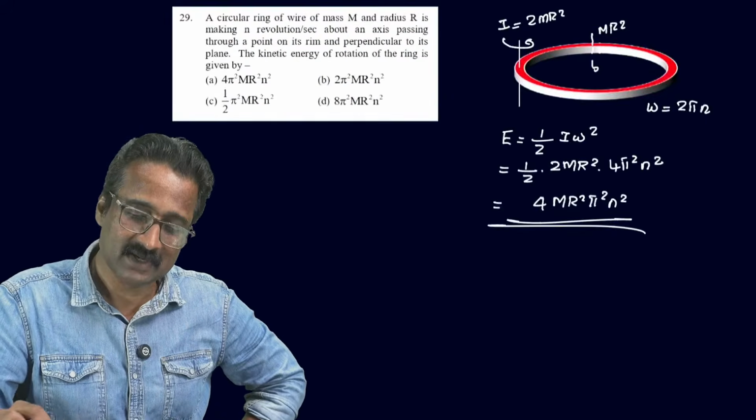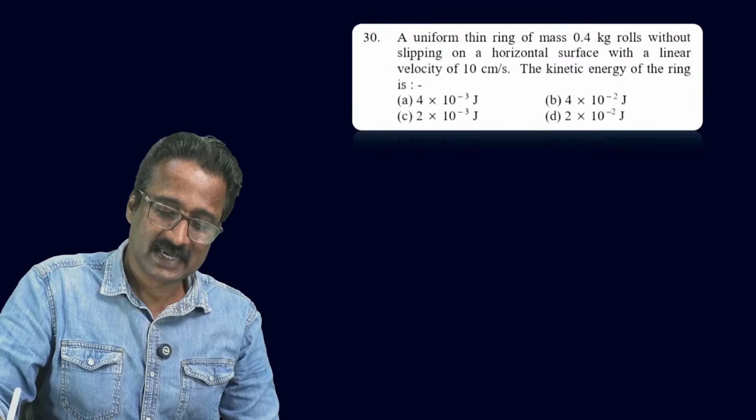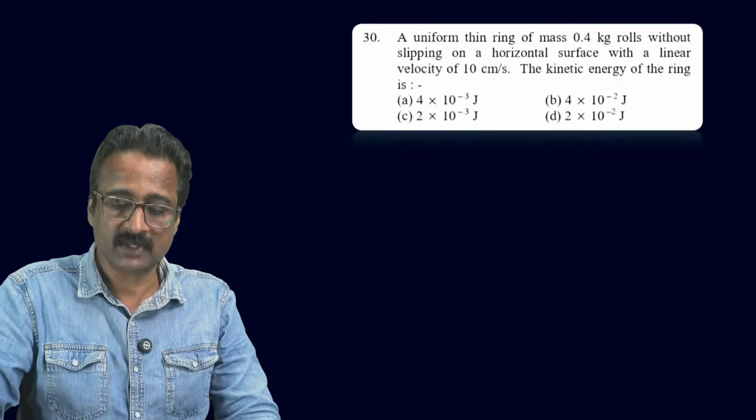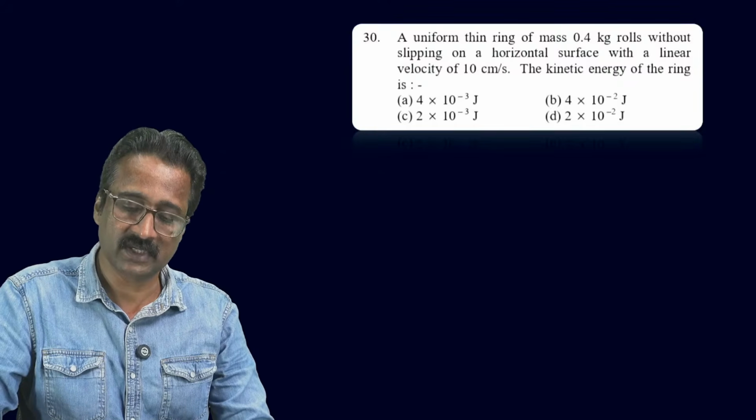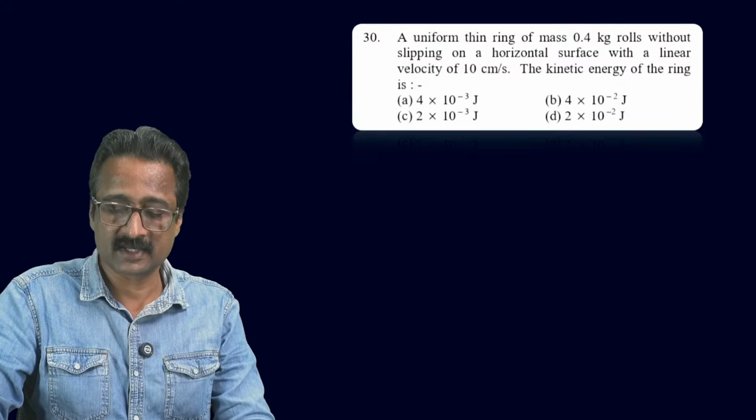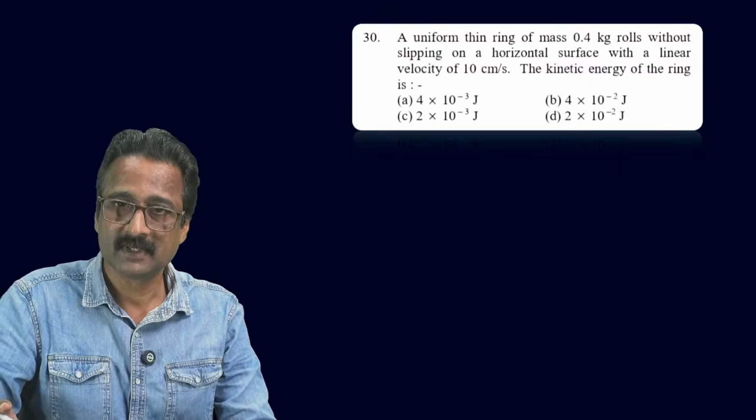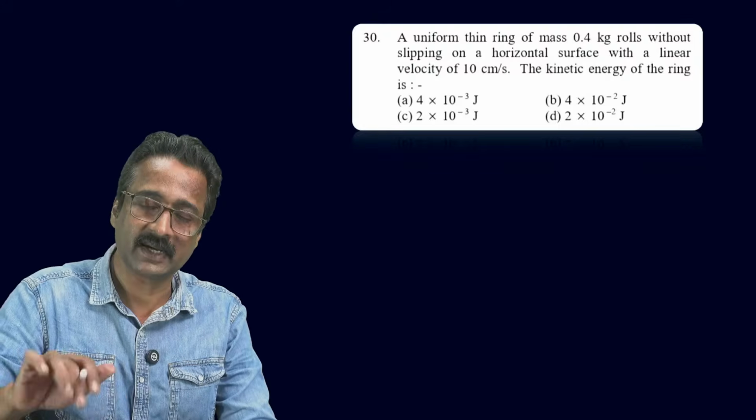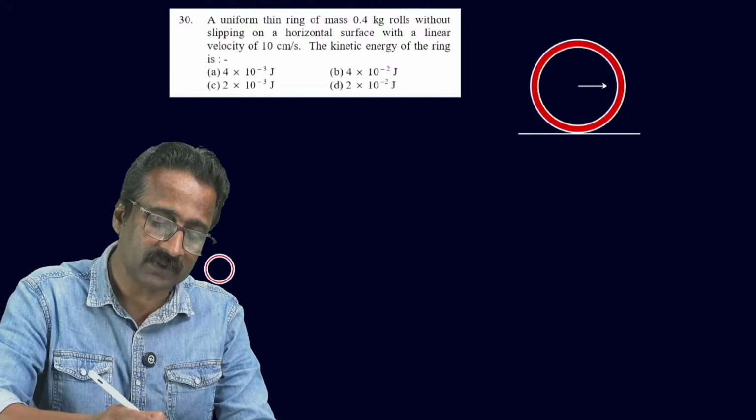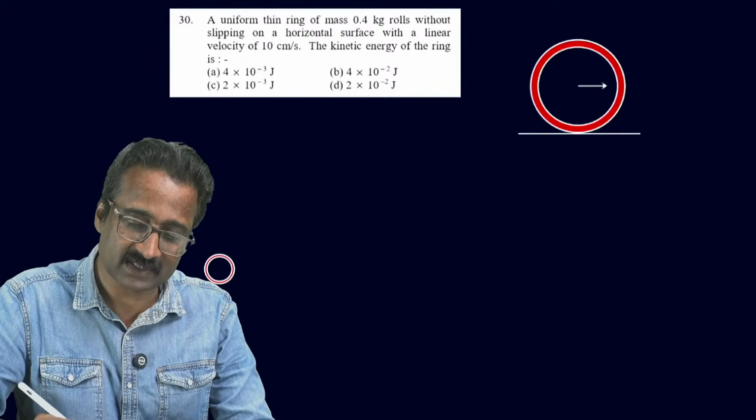My friends, here is my last question. With that, we wind up the session. A uniform thin ring of mass 0.4 kg rolls without slipping on a horizontal surface with a linear velocity of 10 centimeter per second. The kinetic energy of the ring is? Remember, this is a rolling body. You should know how to calculate the kinetic energy of a rolling body. If it is rolling without slipping, the value of kinetic energy is given by a certain expression.